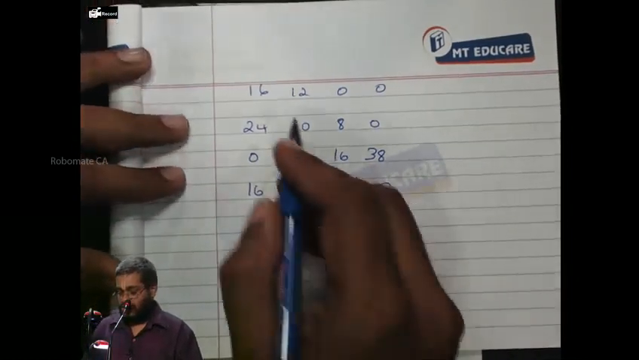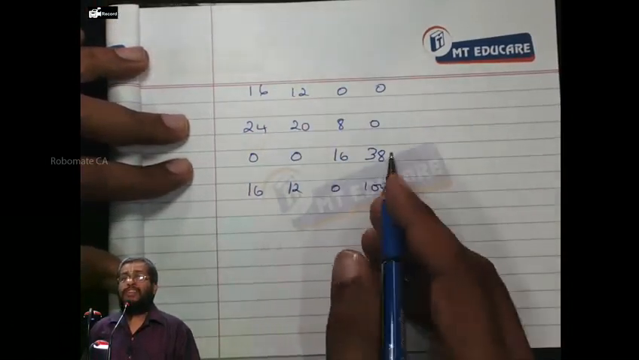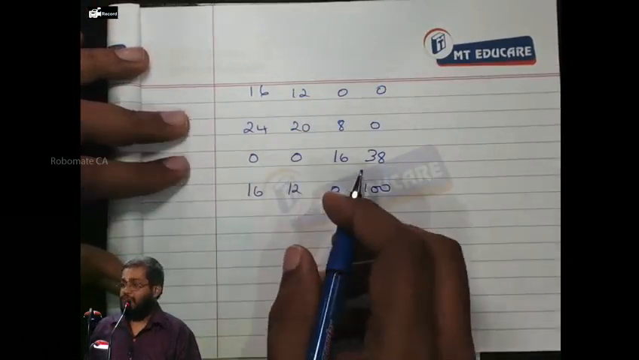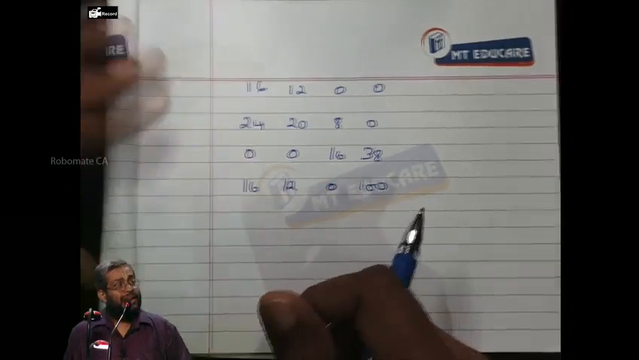Yes. How many rows? 2 rows. Any column with 2 zeros? Yes. How many columns? 2 columns. We just decided to go for column. Yes or no? In the exam, you can even decide to go for row. Possible? Yes, a tie is there.